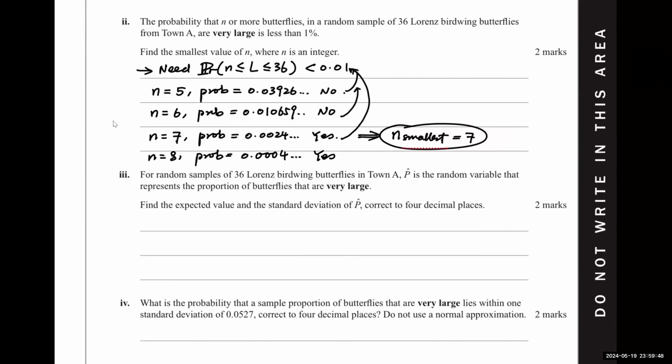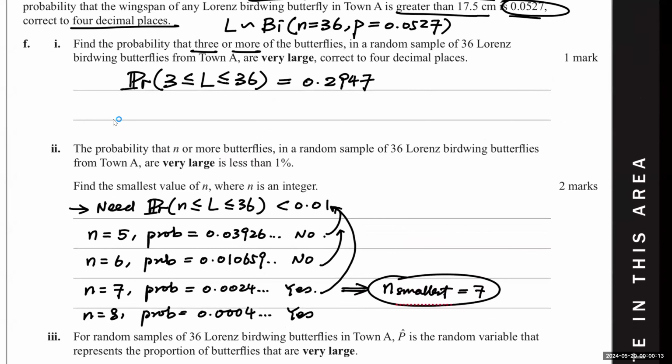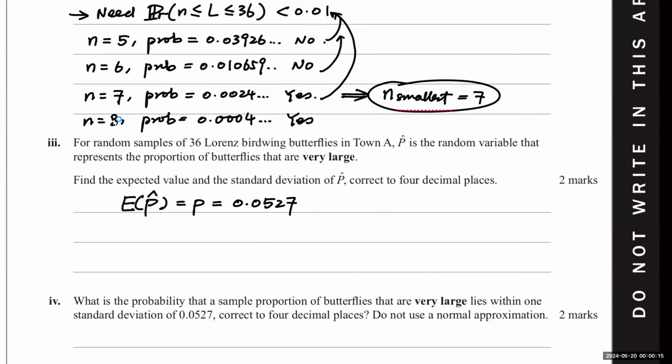Okay, for random samples of 36 Lorentz birdwing butterflies in town A, p hat is a random variable that represents the proportion of butterflies that are very large. Find the expected value and standard deviation, correct to 4 decimal places. So the expected value of p hat is your population proportion, which is 0.0527. It was the answer provided, okay? This is the population. The mean value is the population proportion, okay?